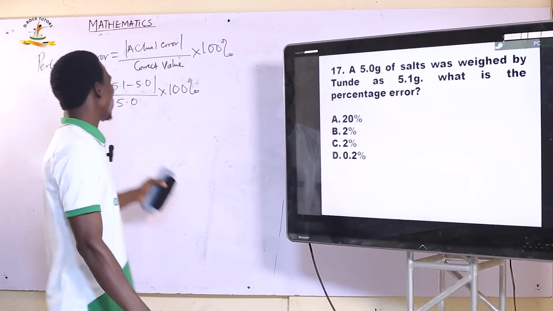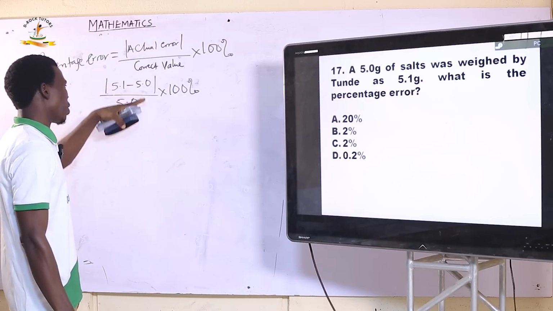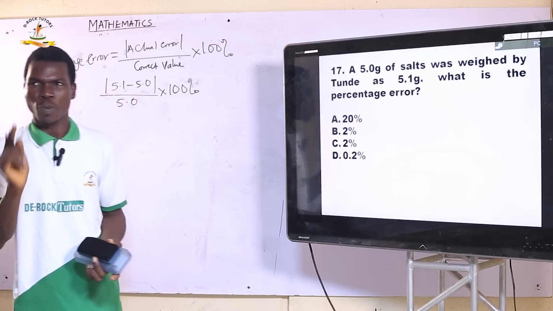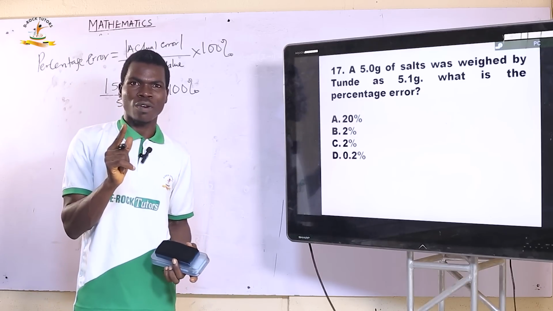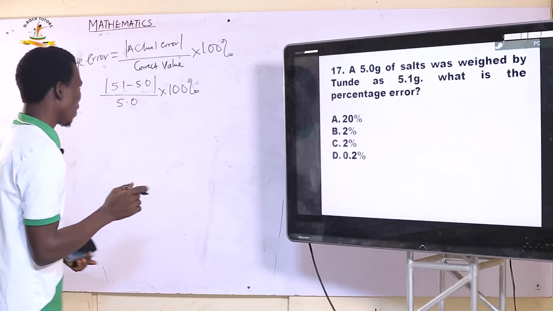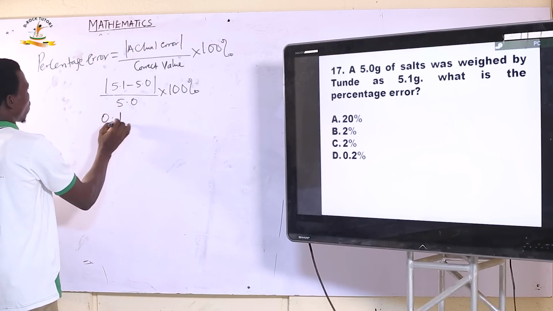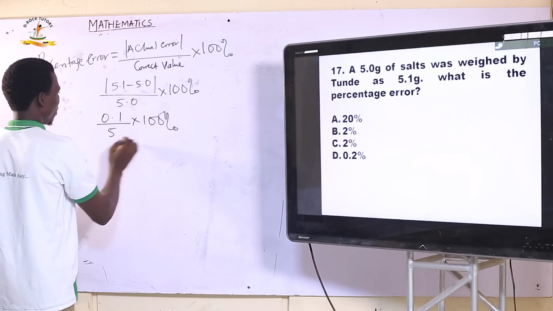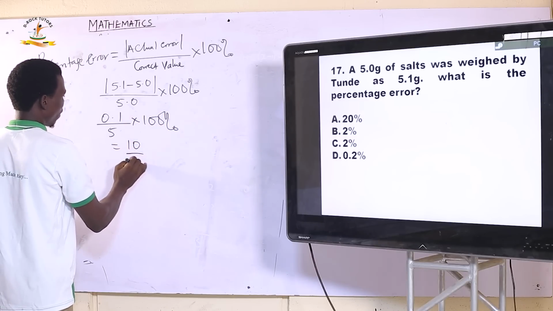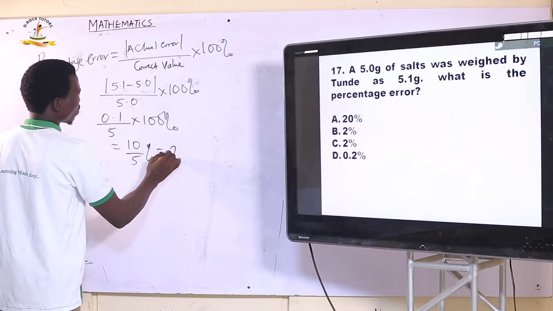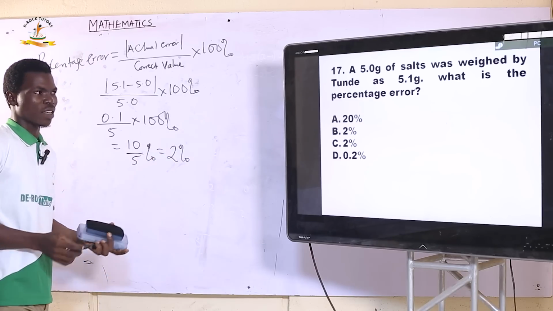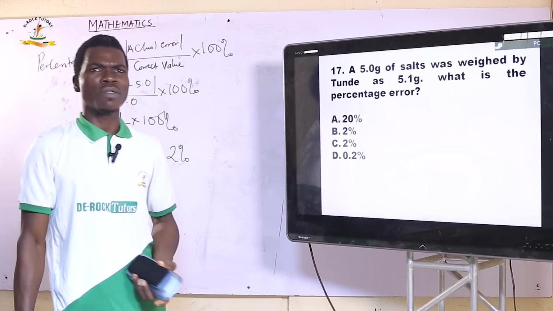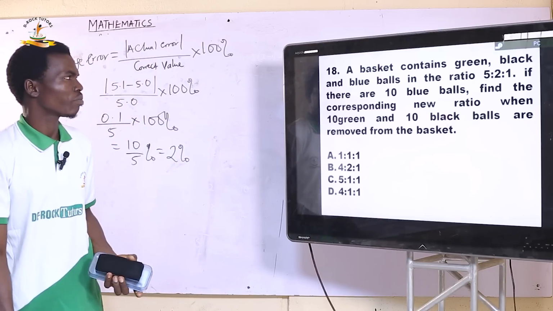I'm putting this absolute value because your percentage error can never be negative. So in the case when you have something like 5 minus 5.1, you wouldn't write minus 0.1. You still write plus 0.1. Note, your percentage error must never be negative. And this is going to be 0.1 all over 5 times 100%. And this simply was 10 all over 5%. And this is 2%. That is the percentage error there. So the correct option is C for question 17. Let's go to the next question.